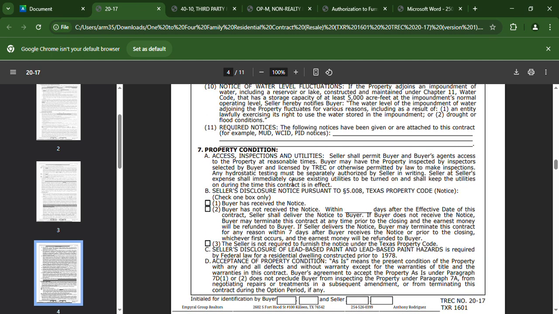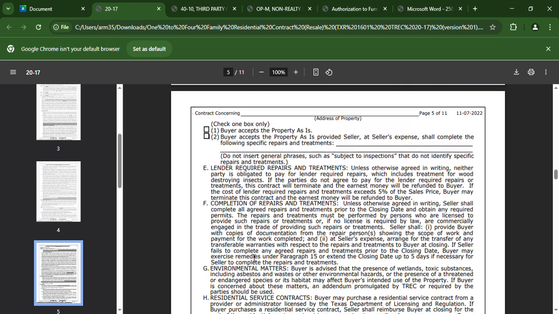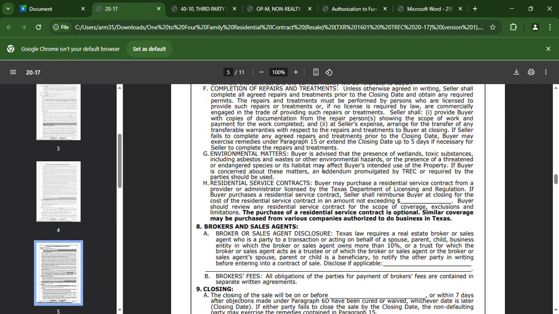Property condition: what type of condition the property's in. Initials here again. Contract concerning, address again. This is how the property is given to you, how you want it to be given, what the lender will require to be fixed, and other things like that. How environmental issues are handled is all covered here. Brokers and sales agents at the closer.